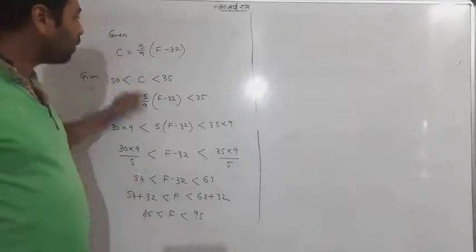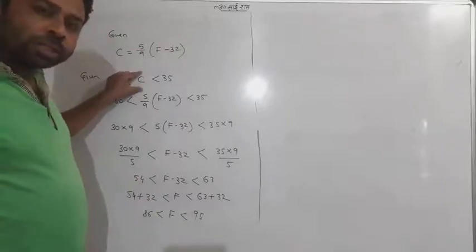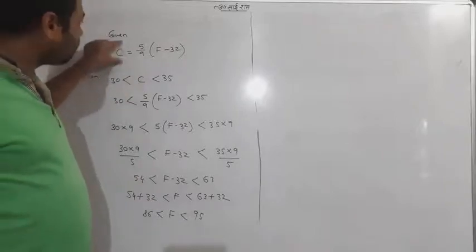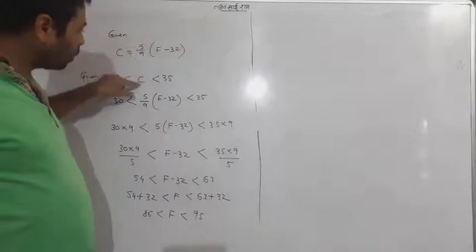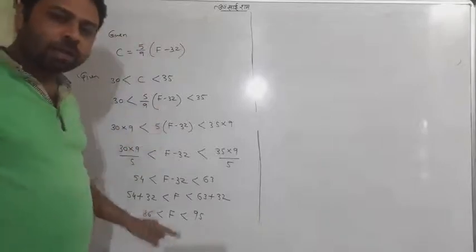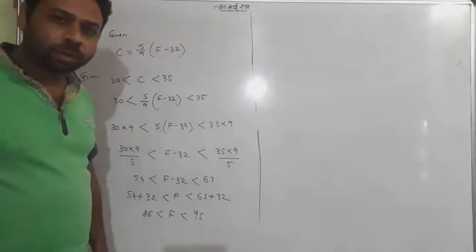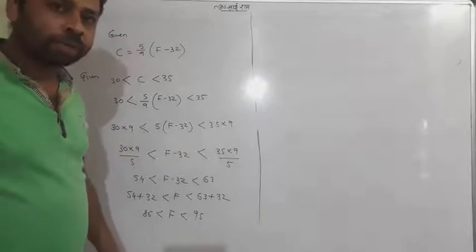This is a simple way. When the range of degree Celsius was given and C equal to this was given, you can simply put it in place of C and easily get the range of Fahrenheit. And this was asked. We have done it.